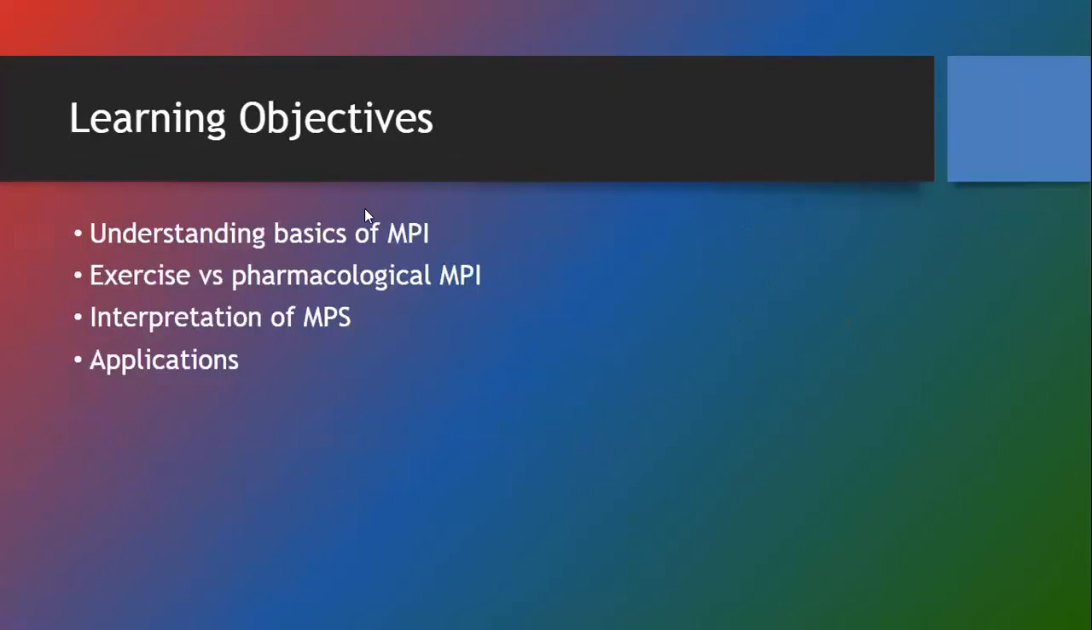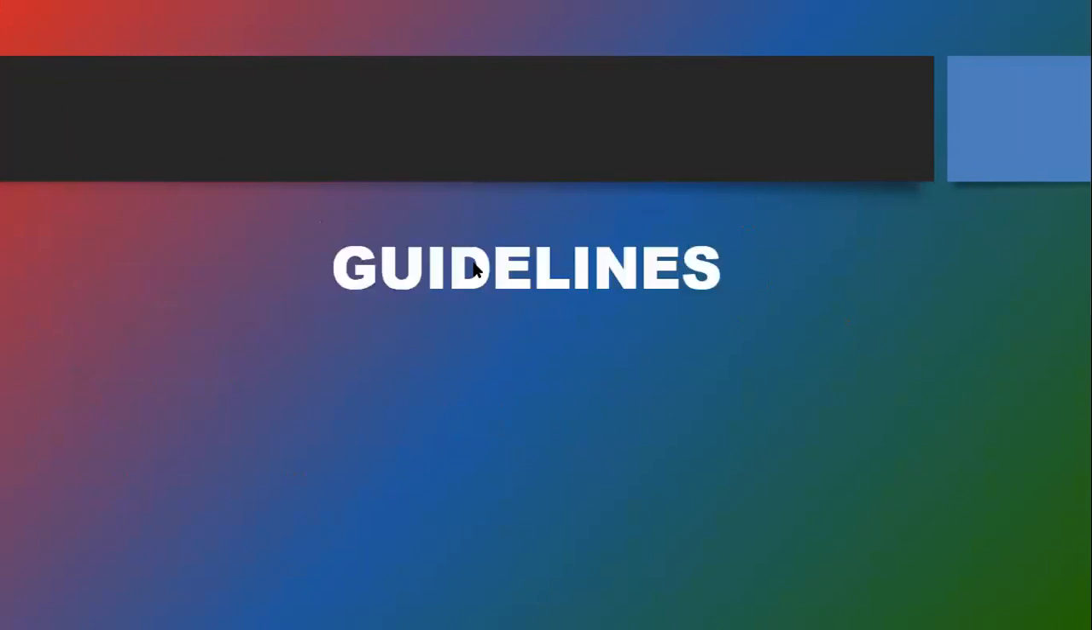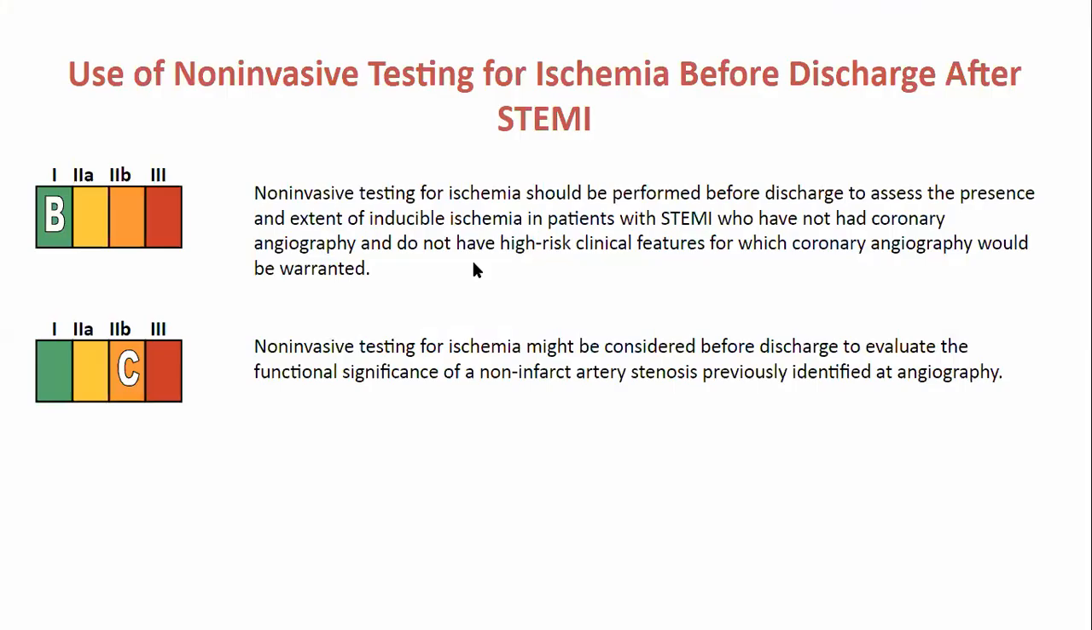Okay, so we are done with the basics of MPI, exercise versus pharmacological interpretation. I think you have understood, and then finally we move on to a few applications of it, when we can use it. Non-invasive testing for ischemia should be performed before discharge to assess the presence and extent of inducible ischemia in patients with STEMI who have not had angiography and do not have high-risk clinical features for which coronary angiography would be warranted. Anyone, ये कौन सा मरीज है हमारा?